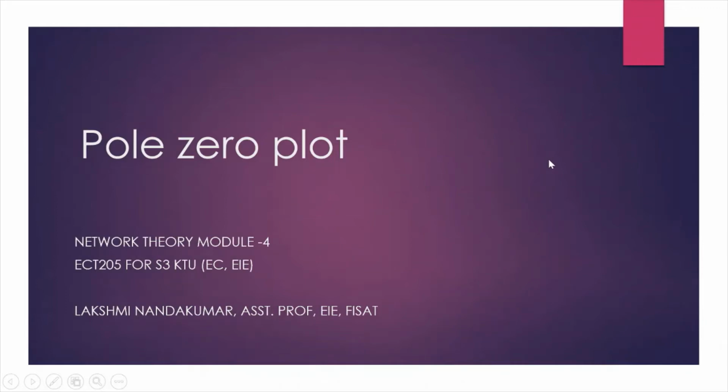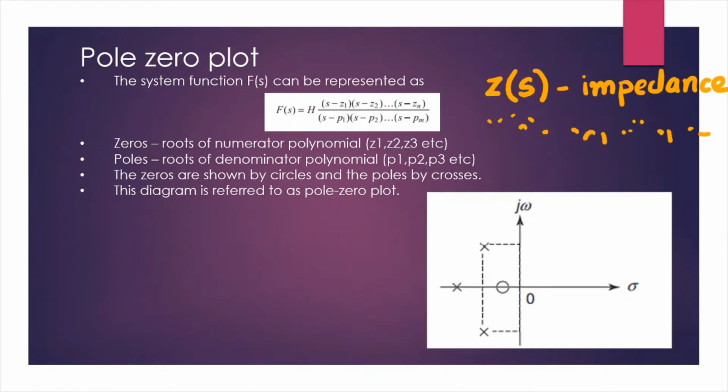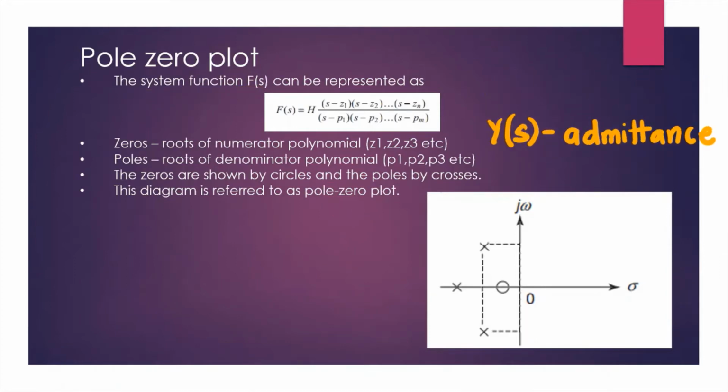We come to the second part of our module 4, which is pole zero plot. Any network has many system functions called f of s, which can be either the impedance function z of s or the admittance function y of s, and likewise. So imagine we can represent it in general as f of s.